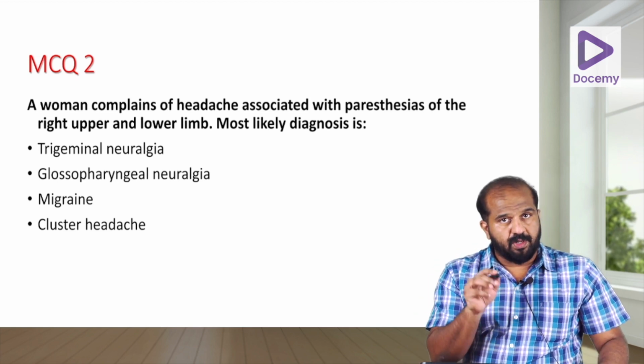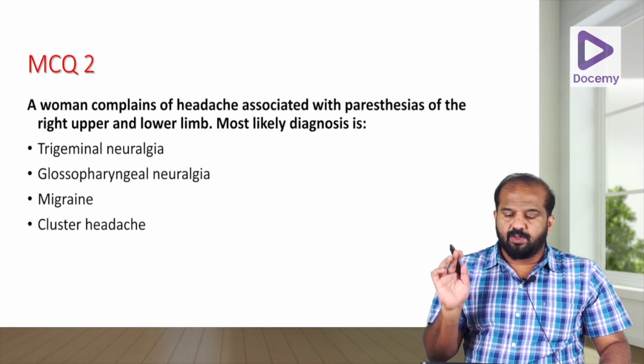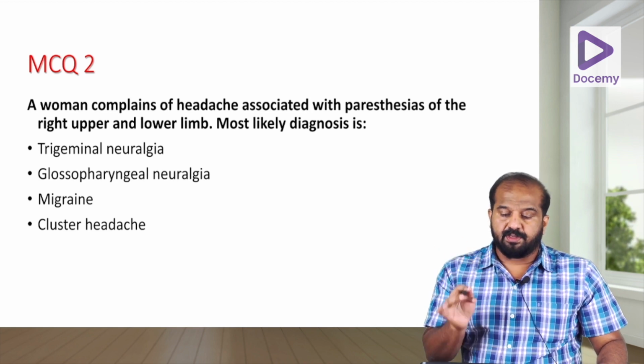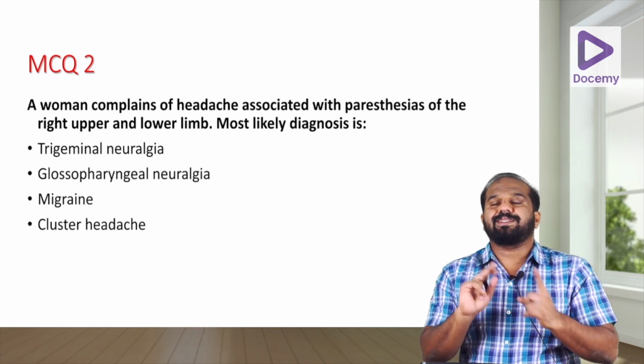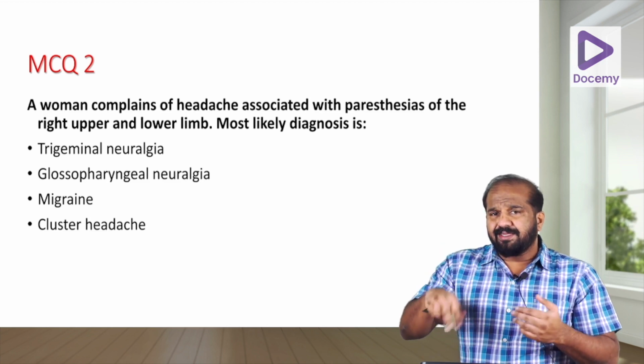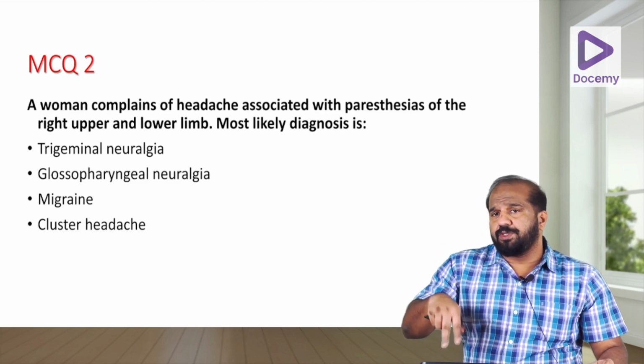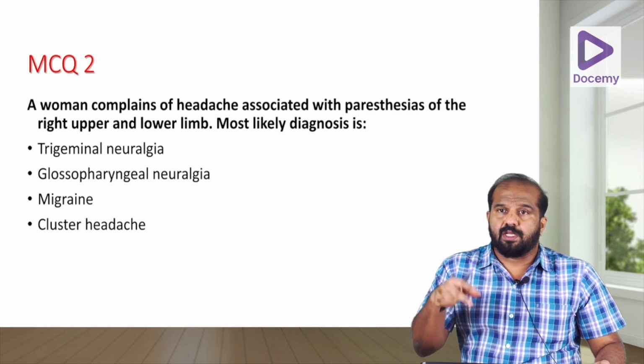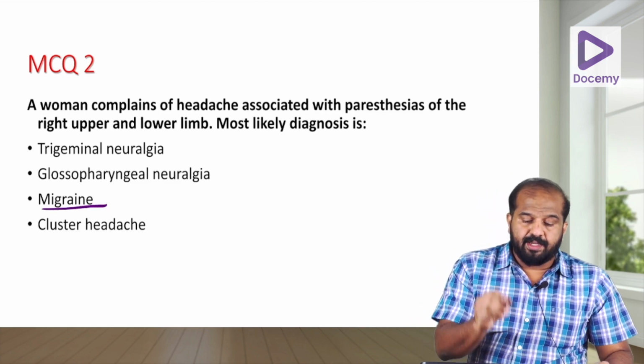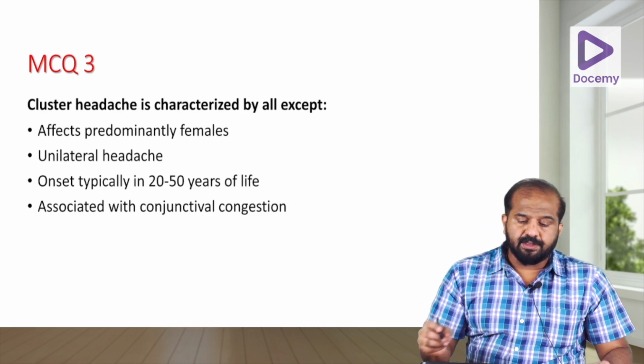Cluster headache is more common in males. Clusters, there is no cluster history described here, no autonomic symptom. Paresthesia of the right upper limb and neurological symptoms can occur like this, aura type of symptoms. It can be visual or it can be sensory types of aura. So more favoring migraine.